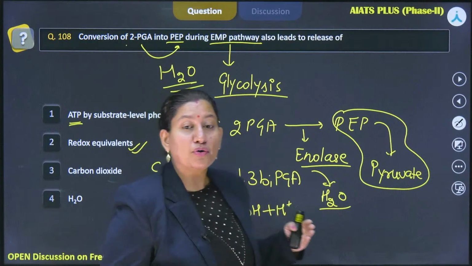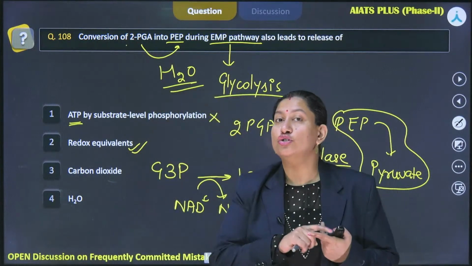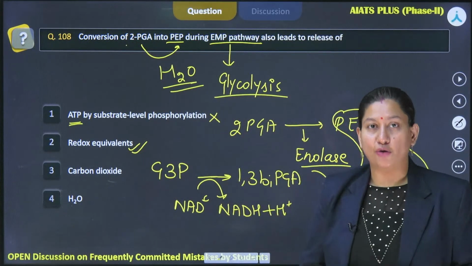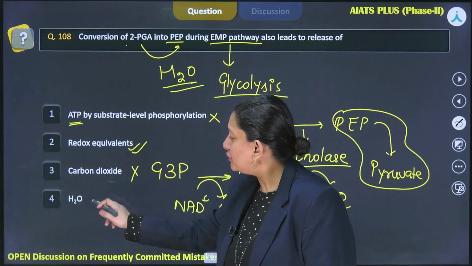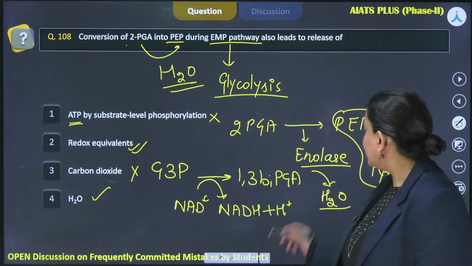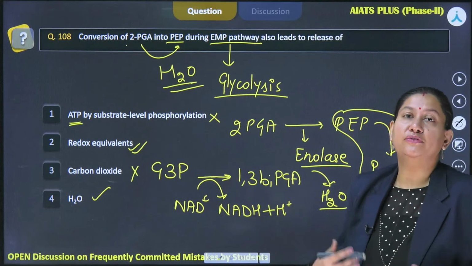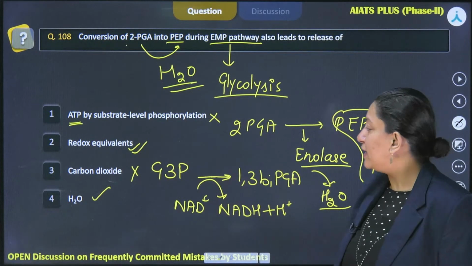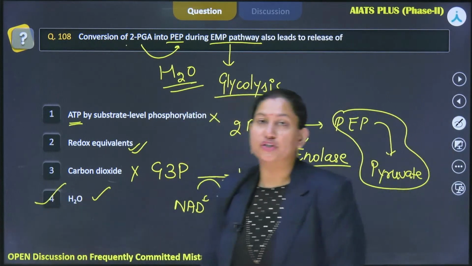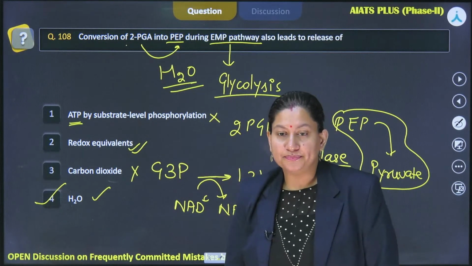During the entire process of the EMP pathway, there is no release of carbon dioxide at all, right? So that's why this is also incorrect. And option 4 says water. So yes, the enolase enzyme helps in the release of a water molecule during this particular reaction, right? So the correct answer is going to be option number 4, right?